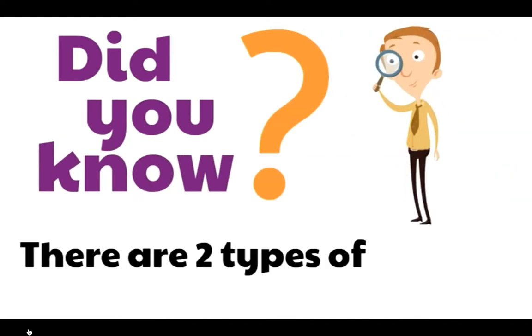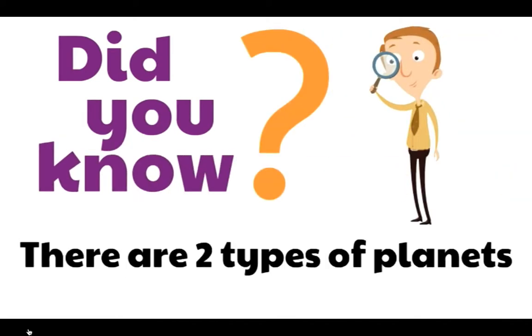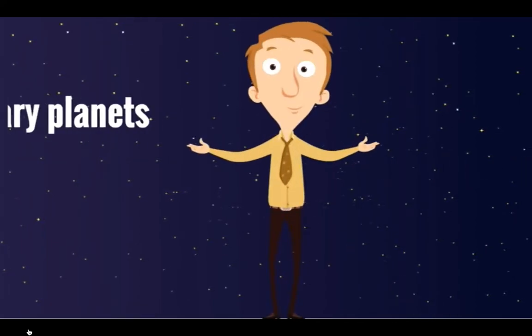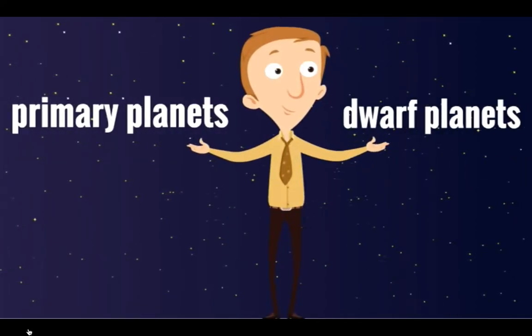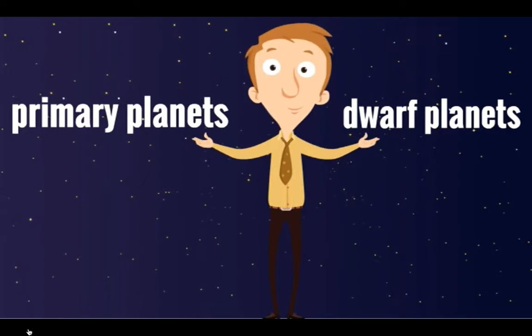Hey, did you know there are 2 types of planets? Yeah, it's really interesting. Okay, so there are primary planets and there are dwarf planets. Those are the 2 types of planets.